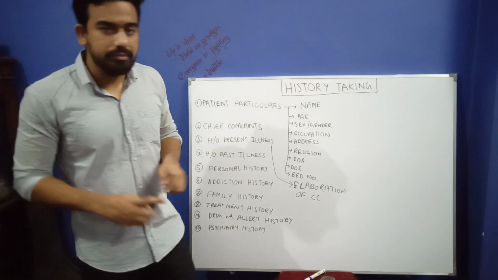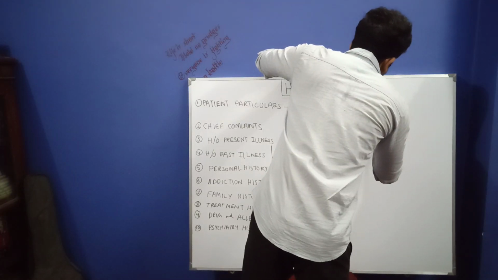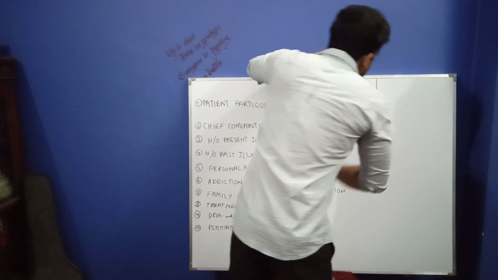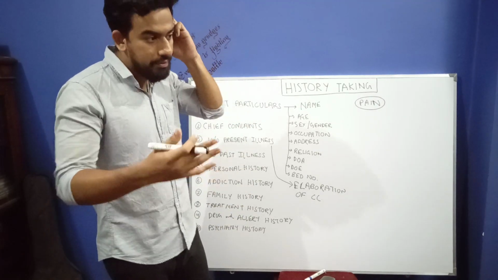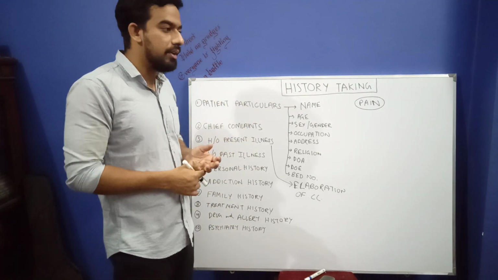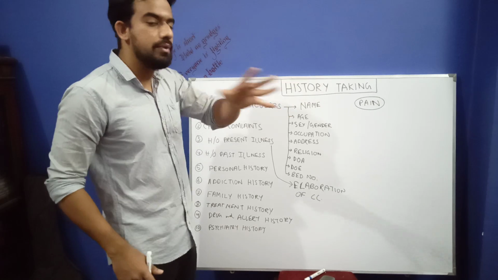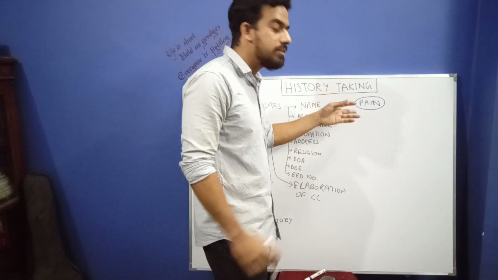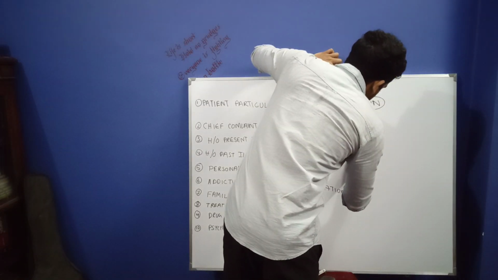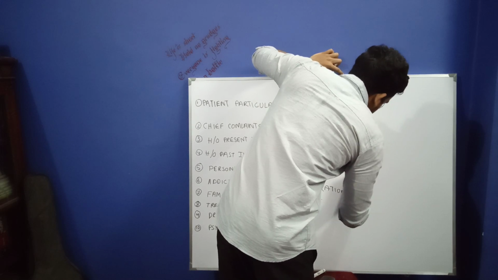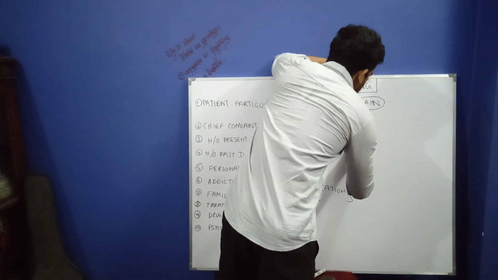For example, I'll just quickly teach you how to describe pain. Now suppose someone is presenting to you with pain, then how will you describe that in the history of present illness? I'll make a separate video about all the other chief complaints, like how will you elaborate fever, vomiting, cough, and all those things. Here I'll just give you a quick example about pain. When it comes to describing pain, there is a mnemonic. It is SOCRATES, S-O-C-R-A-T-E-S.